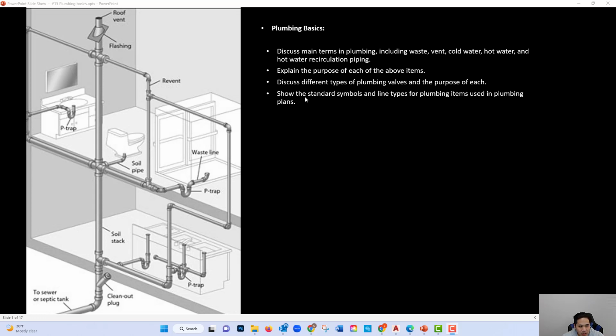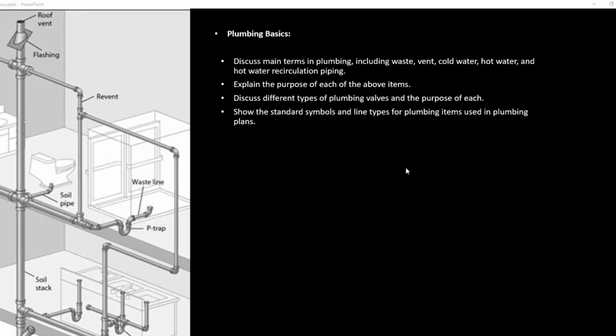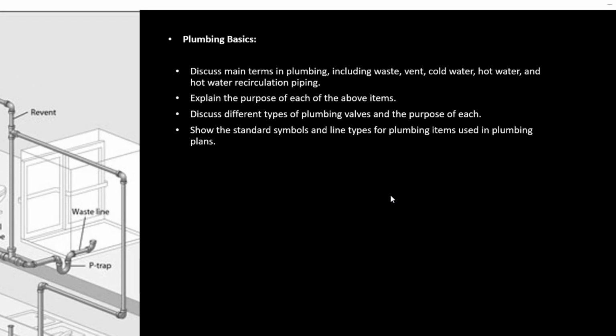Then I will show the standard symbols and line types that are used for the plumbing items used in plumbing plans. So basically there'll be symbols for these different types of pipes that are mentioned here. For example, the waste, the cold water, hot water, and also some of the symbols that are used for the various different types of valves that can be used in plumbing systems.